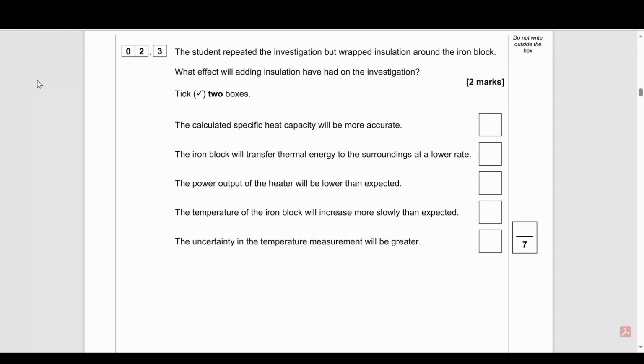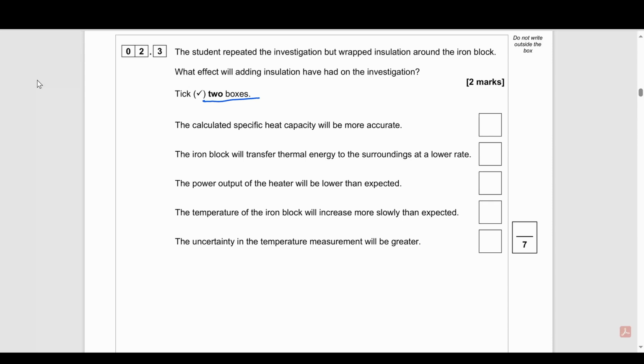(2.3) The student repeated the investigation but wrapped insulation around the iron block. What effect will adding insulation have had on the investigation? Tick 2 boxes. So reading the question carefully now, they've asked us to tick 2 boxes. We should not be ticking 1. So there are 2 statements from this list that are correct.